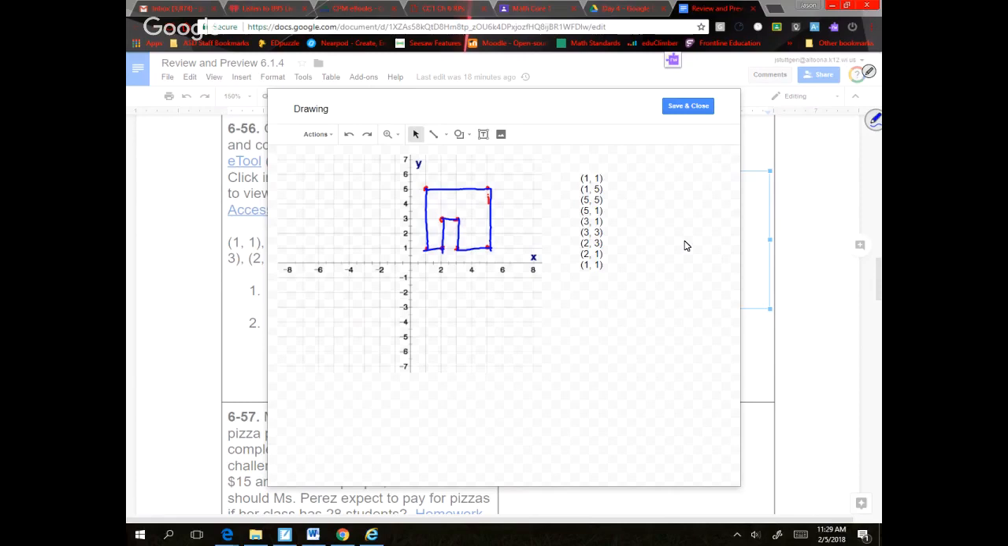So you'll notice it almost looks like there's a doorway in this shape, right? That was one of the first problems. I think it then said to find the area and perimeter. Well, since it's on a grid, it makes it really nice. Perimeter, I can just count.